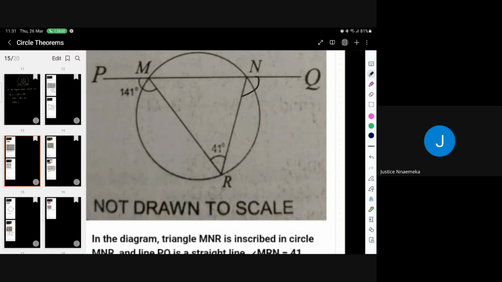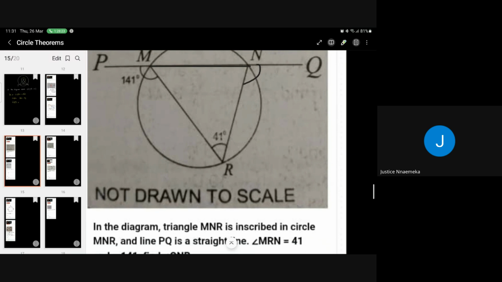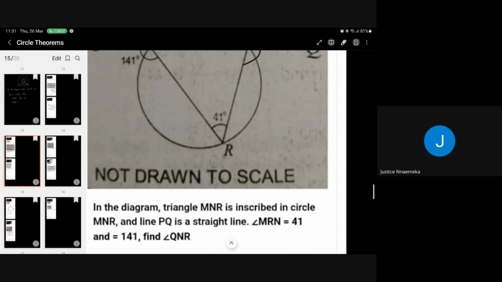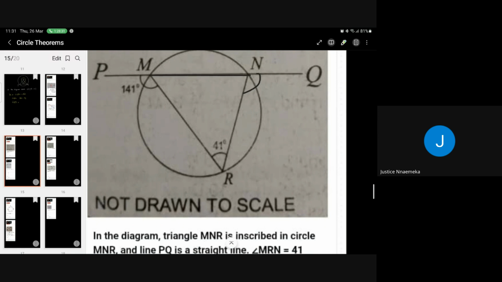All right. So now, the first thing we have to check. Observe something very important. That's here. This is what? This is a chord, isn't it? This is a chord, right? And that chord, let me see the other information they give us. They said that in the diagram, MNR is a straight line, good, and MRN is equal to 41, and this one is equal to 144.